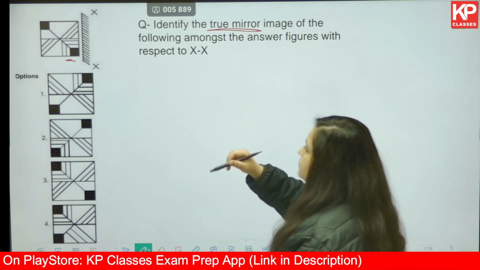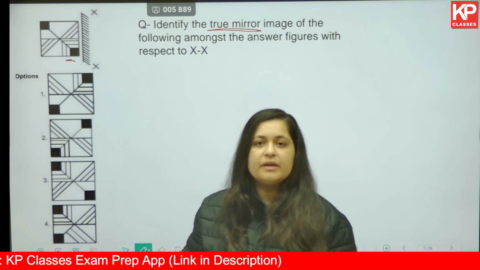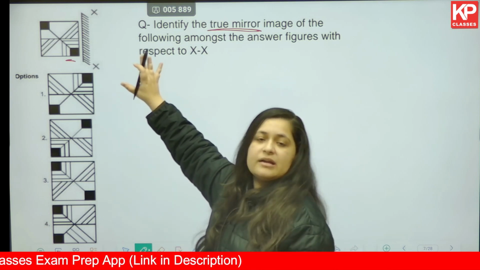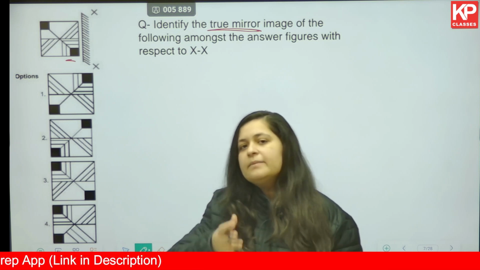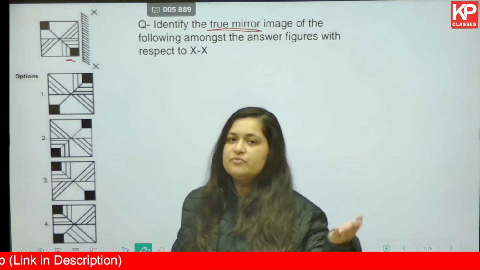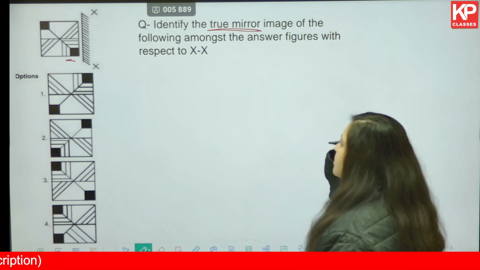Okay, now again, by both the methods, either you go by elimination method or you draw the correct answer for this and then you check which one of the following matches it. So let me go by the elimination method now. First we drew it and then we checked for the correct answer. Now let us go for the elimination method.